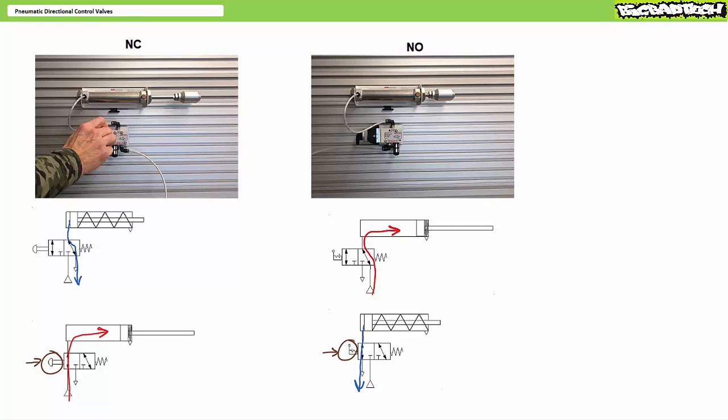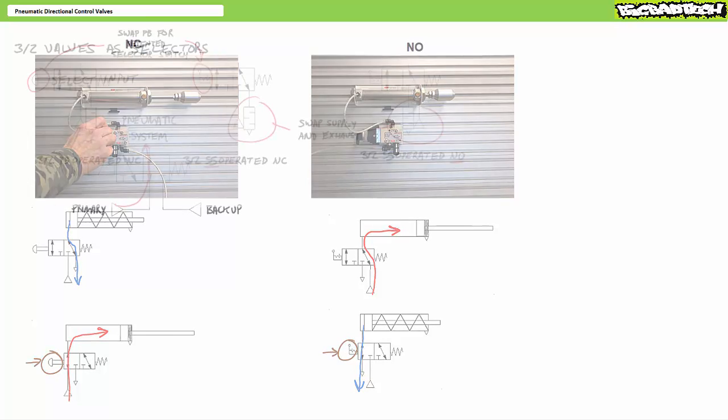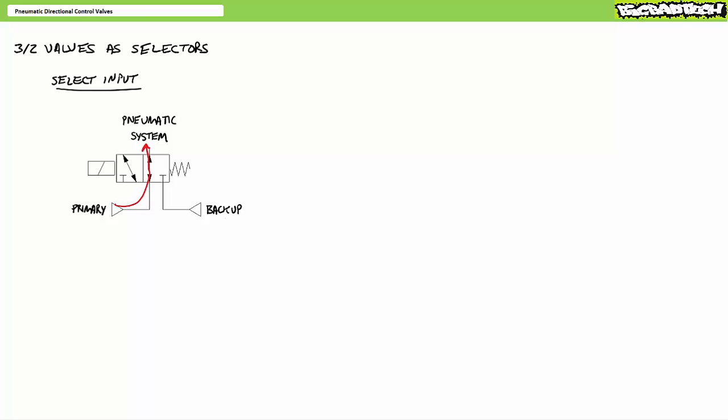As I cautioned you earlier, proper interpretation of schematic symbols can save your life. In every respect, these two valves are diametrical opposites of one another, and misinterpretation of their schematic symbols can have dire life-threatening consequences. 3x2 valves can also be used as selectors.